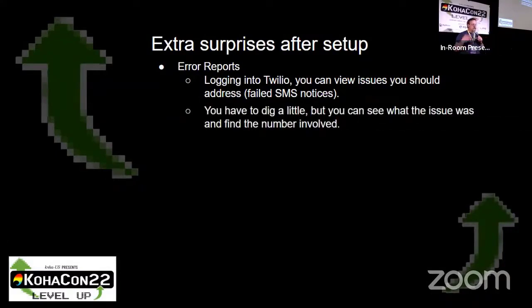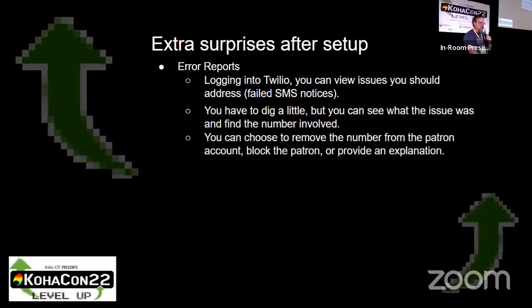You have to dig a little, but you can see what the issue was and find the number involved. So you have to search for that phone number in that log, and then search for the patron that has that number. It's a little bit of a process, but you can get the information you need and respond to those failures. You can choose to remove the number from the patron account, or block the patron, or provide an explanation. However you choose to deal with those failures is up to you.